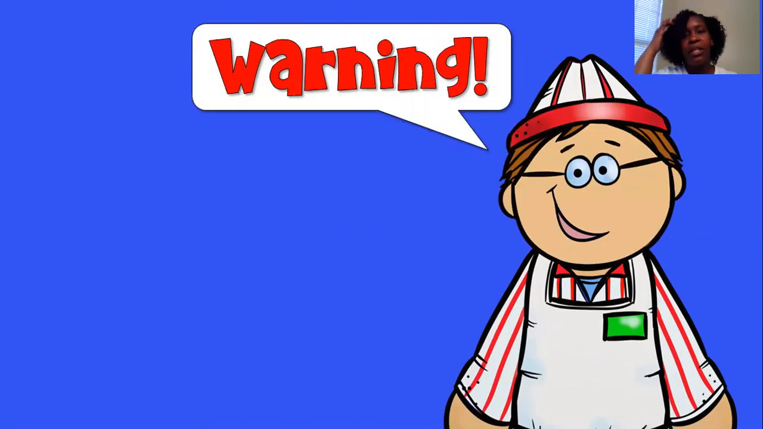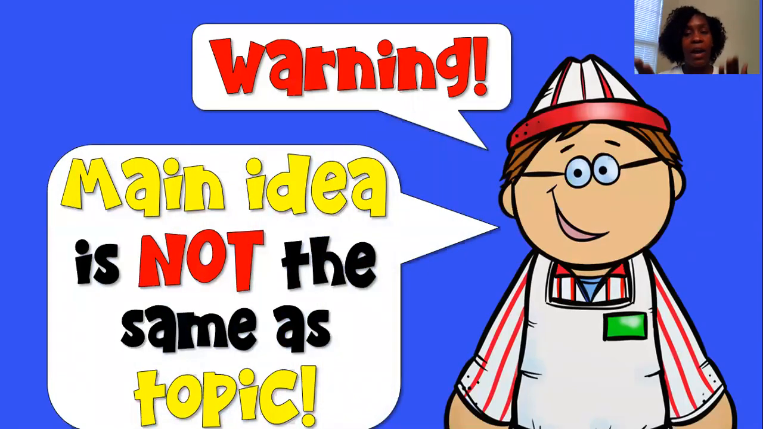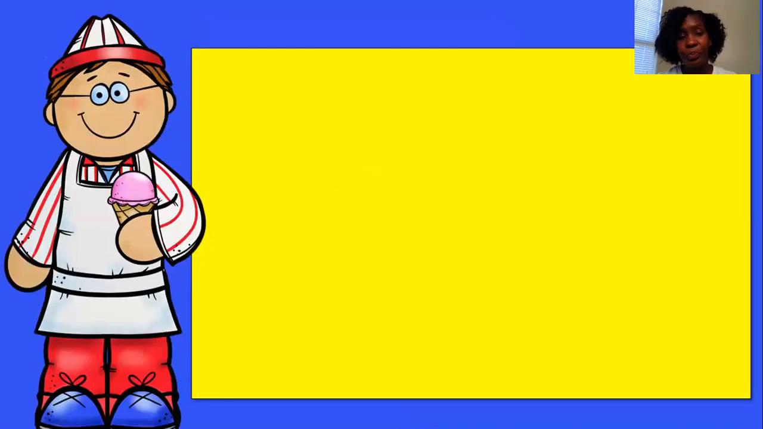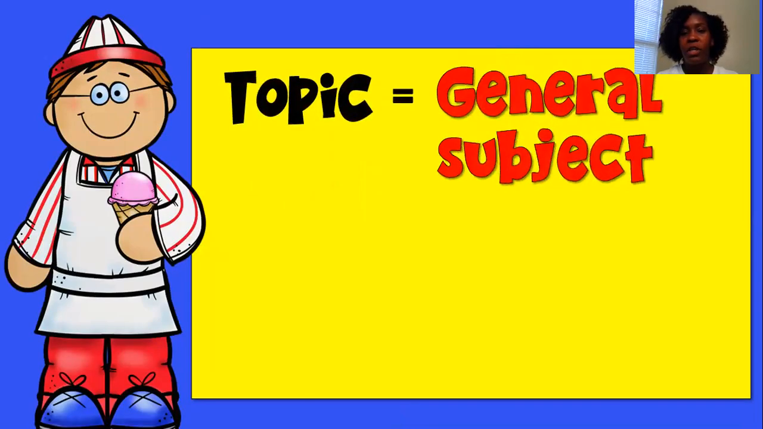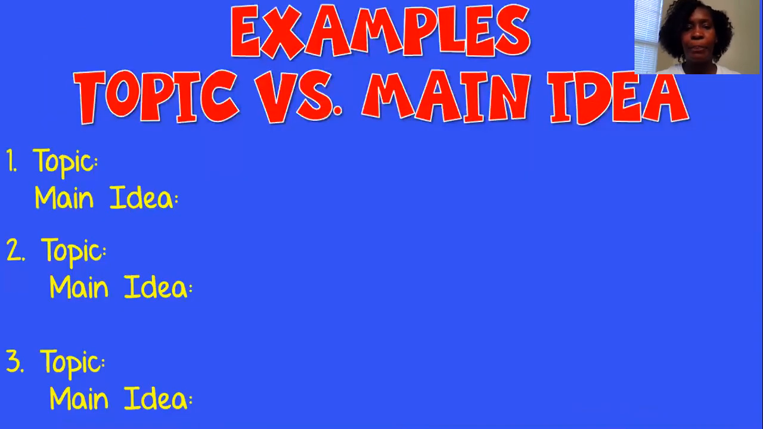Now, one thing that many students tend to mix up is trying to decipher between the main idea and the topic. Those are two different things. So we're going to touch on that just a little bit so we can make sure that you understand the difference between the two. The topic is a general, broad subject, while the main idea is just the most important point that the author is trying to bring across in whatever the writing is.